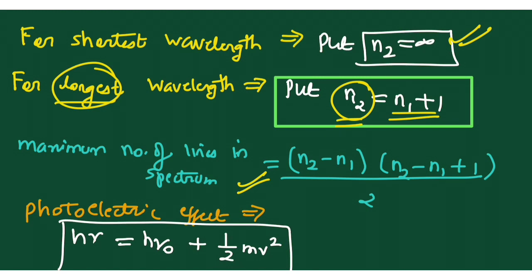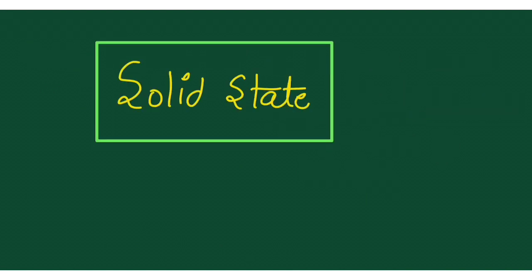Now, photoelectric effect. Basically the normal equation, h nu is equal to h nu naught plus half mv square. This h nu naught is the work function and this half mv square is the kinetic energy. Okay. Formulas over for atomic structure. Atomic structure is over. Again you have secured 2 marks for a very easy chapter.